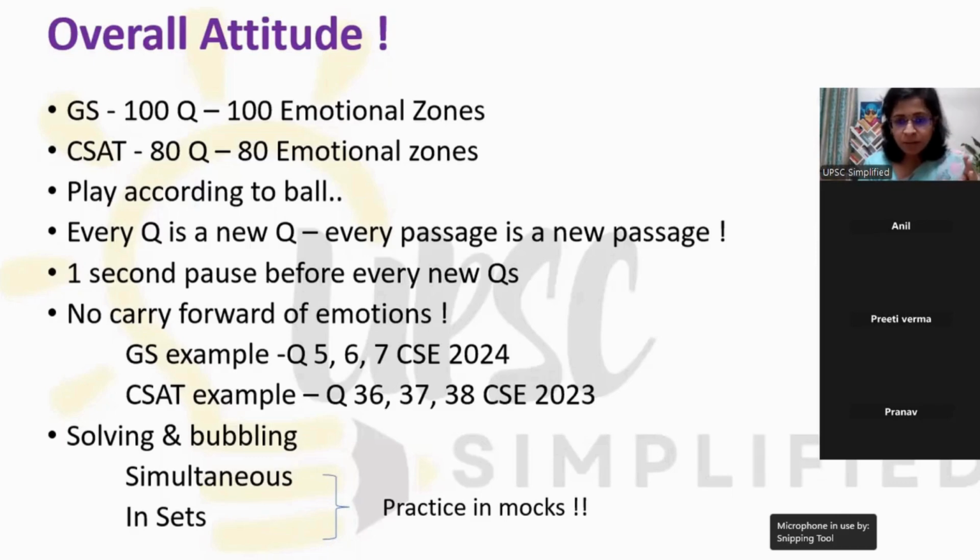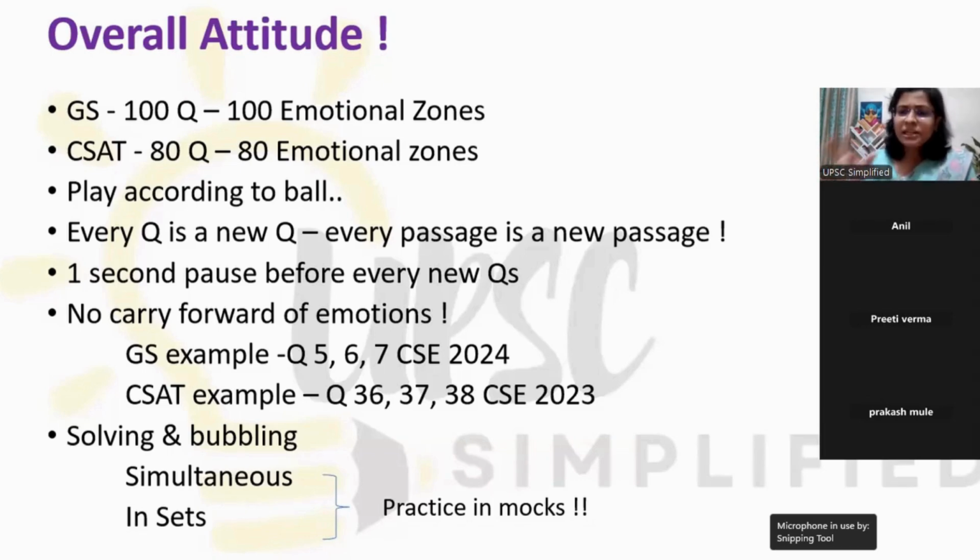One is mental compartmentalization. Second is some physical practice that we can do. For example, while solving a paper, if I'm attempting question number 1 and then question number 2, in between I'll just blink my eyes and look here and there, just a 1 second pause. That 1 second pause will create a huge difference. Try it in your mock. Solve questions 1 to 10 with a 1 second pause in between each two questions. It will definitely make a difference.